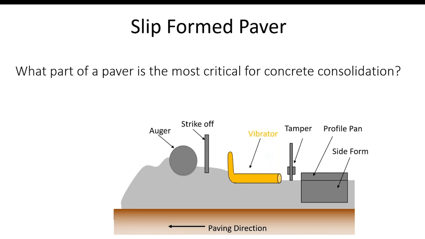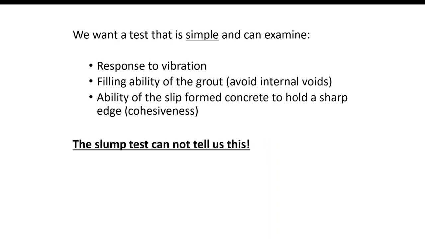The vibrator is the thing that consolidates the concrete and gets it into its shape. And so we want to understand how the concrete responds to vibration. So we wanted a simple test that looked at response to vibration, the filling ability of the grout, and then the ability for this concrete to hold an edge. Workable enough, but not too workable. And the slump test, although it's pretty cool, 1911, that's when the slump test was developed, it's pretty awesome that we still use it today. It tells us some good stuff. It doesn't tell us about this. Slump testing, in my opinion, is not useful for paving applications.